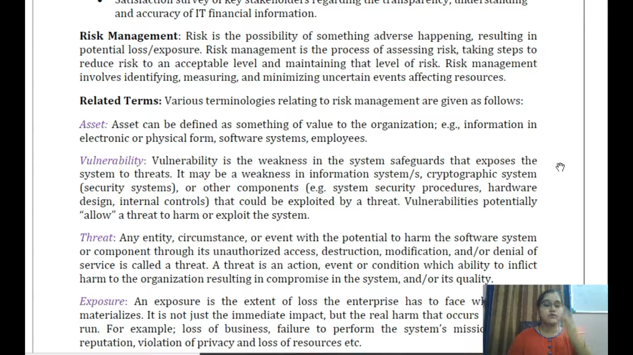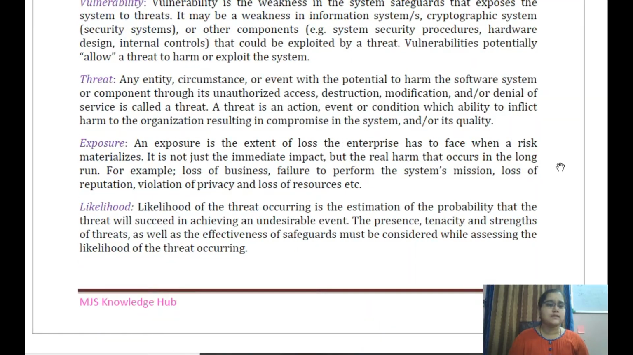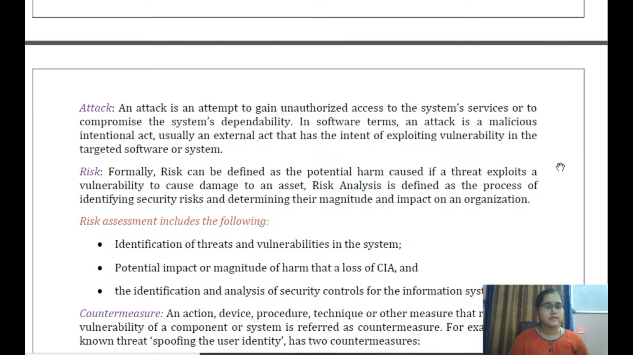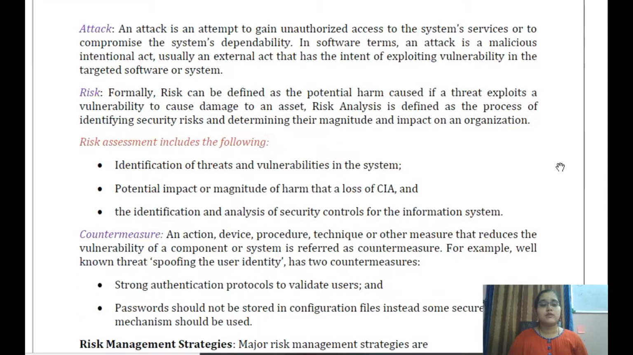In the related terms, you can read and self-understand asset, vulnerability, threat, exposure, likelihood, attack, and risk. These are a few important terms which you can understand just by reading. Then, what does risk assessment include? First, we need to identify threats and vulnerabilities in the system, because wherever there is a vulnerability or weakness, the chances of an adverse event happening will be high.